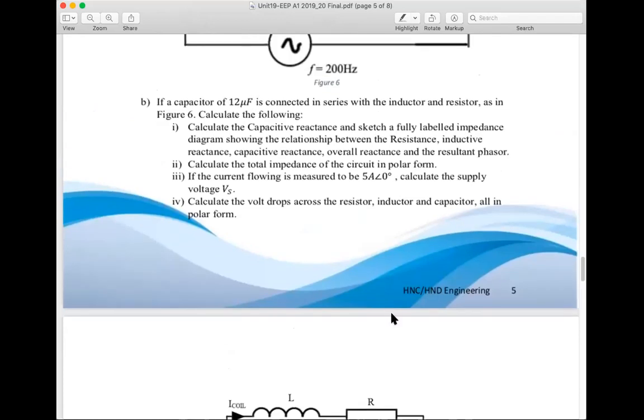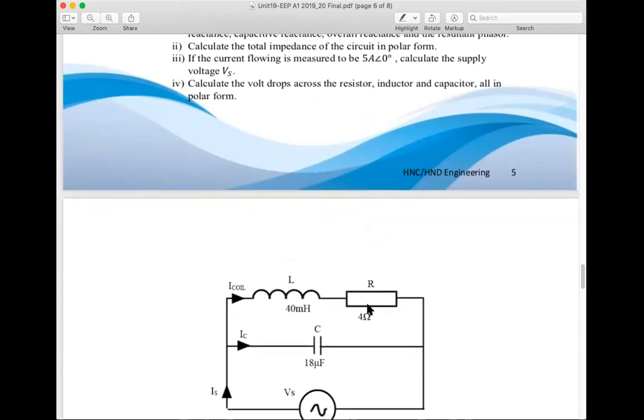Everybody happy with that? Any more questions about task 2, part B? Good.